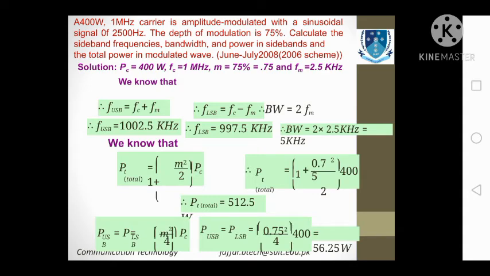So the next thing is the bandwidth. You know that the bandwidth is twice the maximum frequency. The maximum frequency was that of the message signal, 2.5 kilohertz. So the bandwidth will be 5 kilohertz, twice of that.